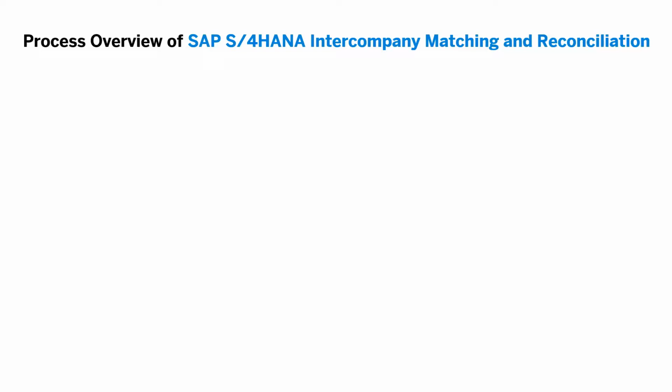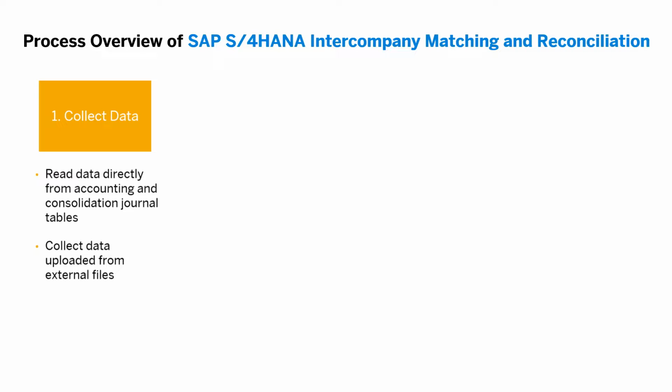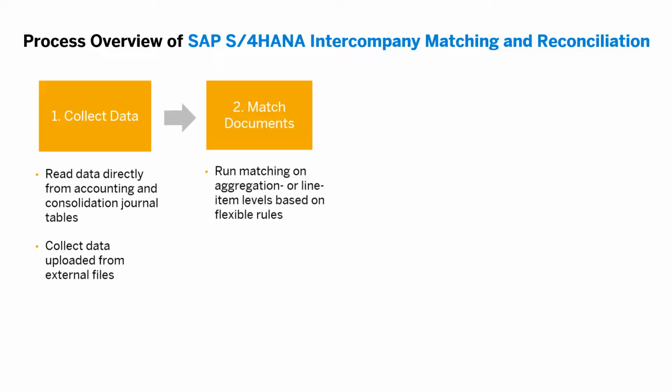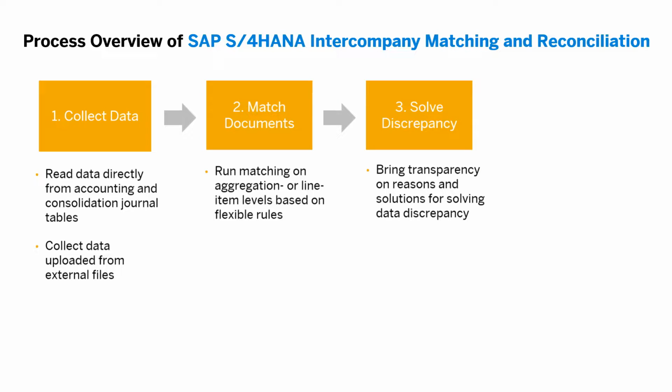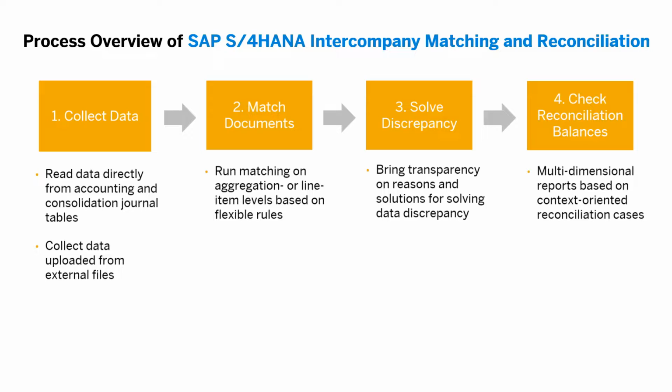To help you overcome these challenges, SAP delivers advanced intercompany matching and reconciliation. The overall process starts with data collection, either by reading directly from accounting or consolidation database tables or by uploading from external files. You can then match documents on aggregation or line item levels based on flexible rules. Based on the matching results, you can solve discrepancies efficiently and transparently, and you can check the intercompany reconciliation status reports continuously during the process.